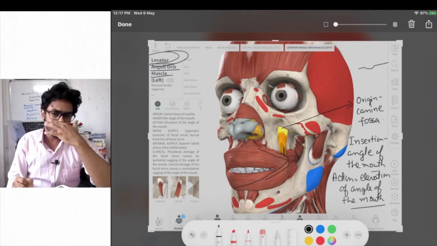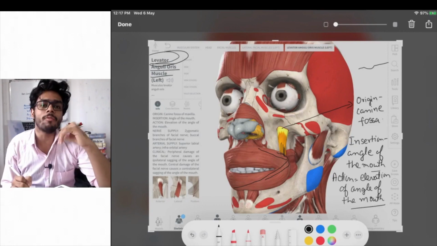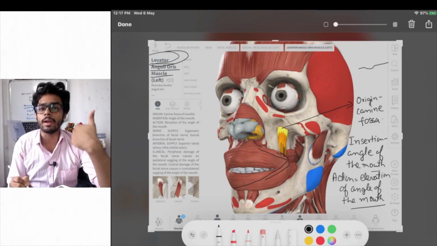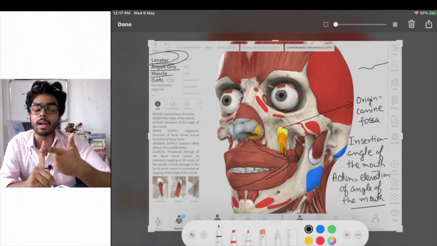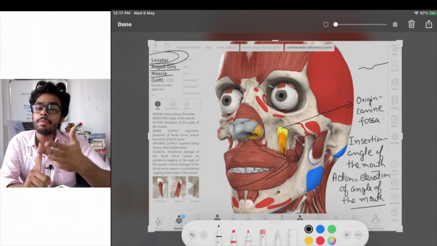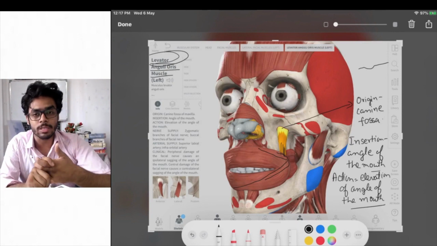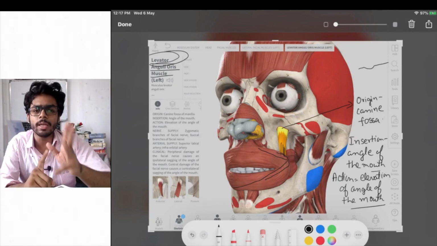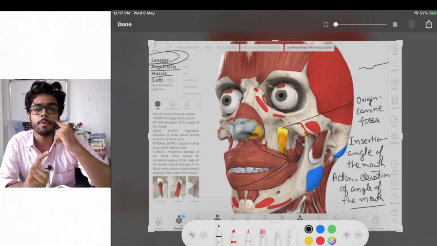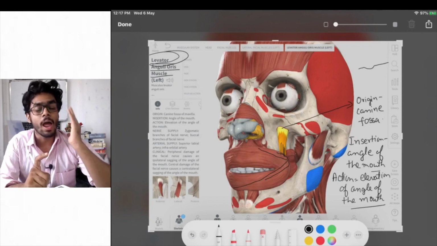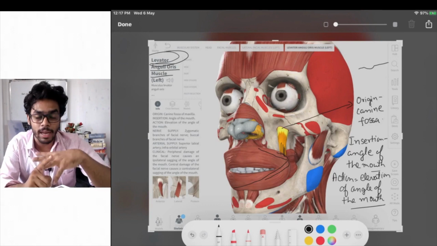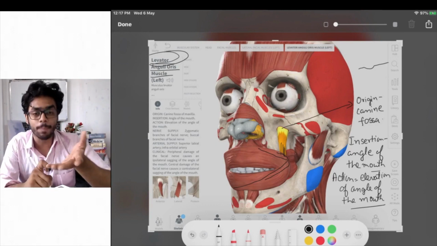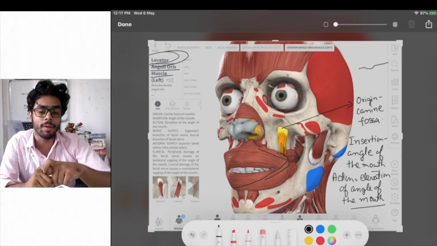So we studied about these sets of levator muscles. First we studied levator labii superioris. Second, levator labii superioris alaeque nasi. Then we studied levator anguli oris. Three pairs of levator muscles are there, present on both sides, left and right. Since they help in elevation of a part, that is the lip, that's why the name is levator. Am I clear?